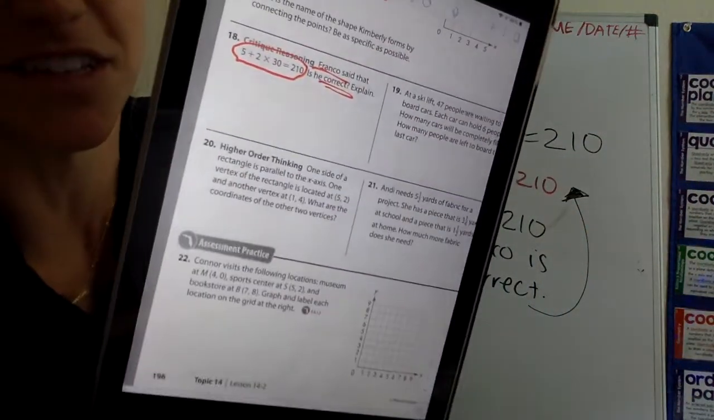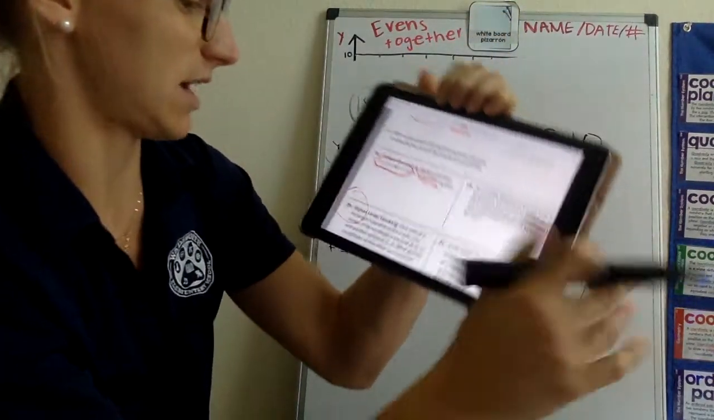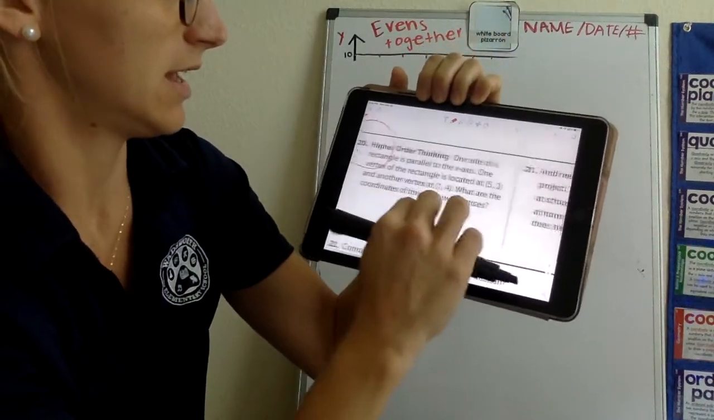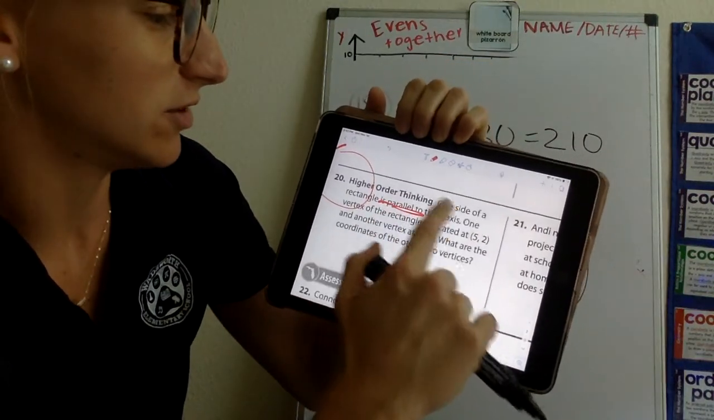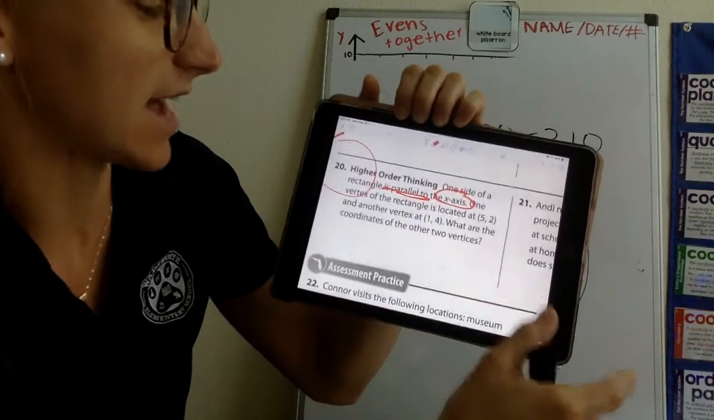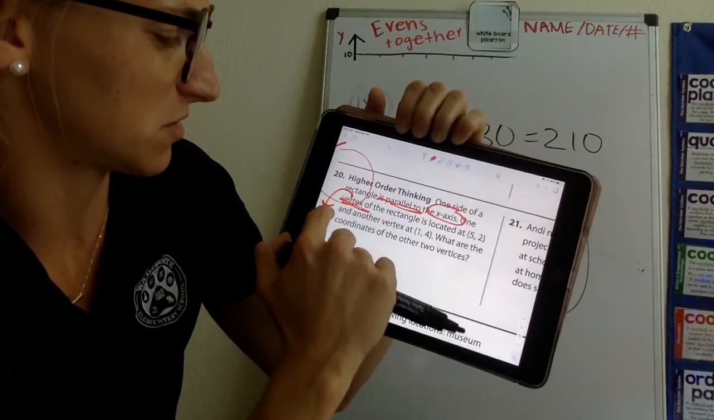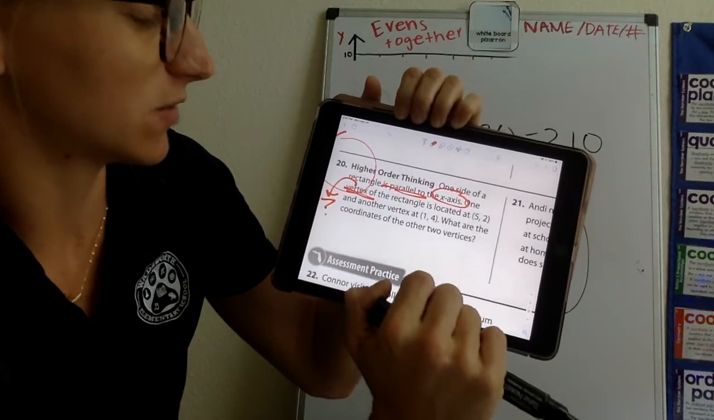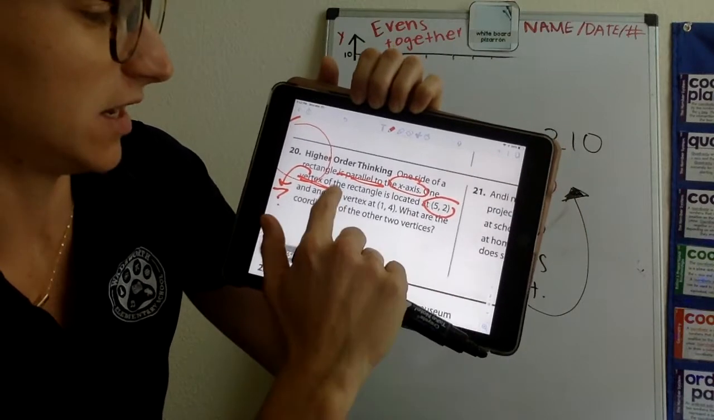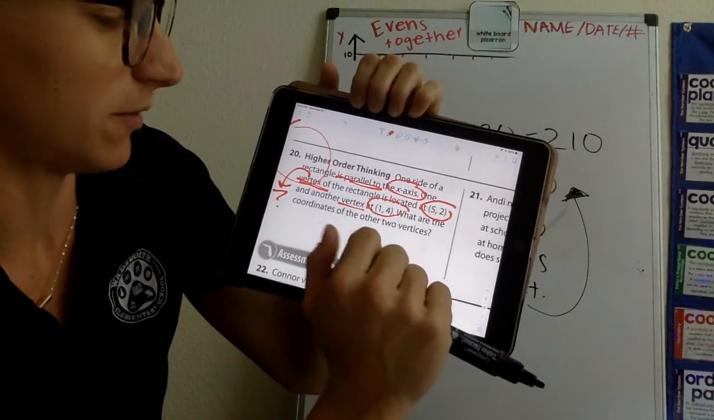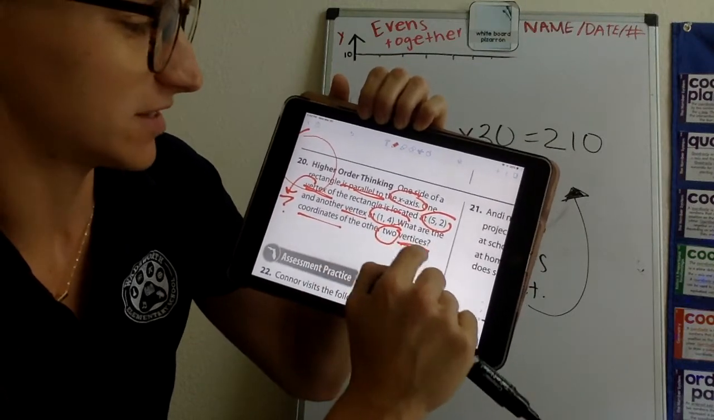Okay? We have 2 more questions to go. And things are sizzling up here again. We're going to do our hot question. Let's move it sideways here. Alrighty. It says, one side of a rectangle is parallel to the x-axis. Now the vertex, never heard of that word before. The vertex of a rectangle is located at (5, 2), and another vertex is (1, 4). What are the coordinates of the other 2 vertices?